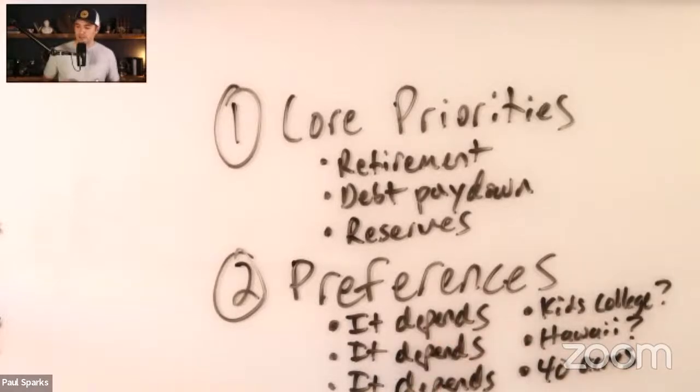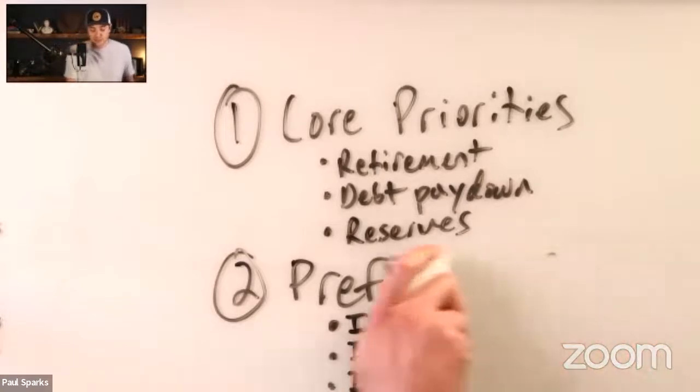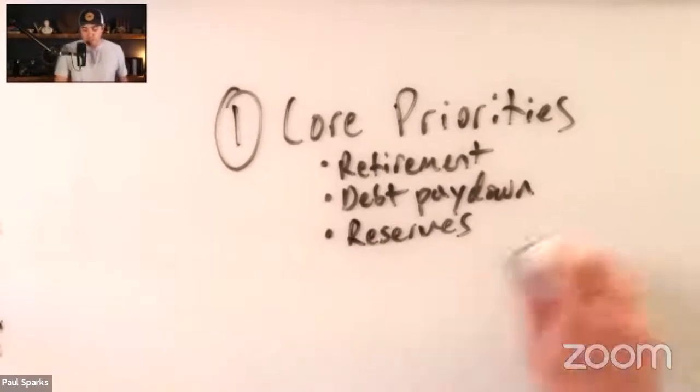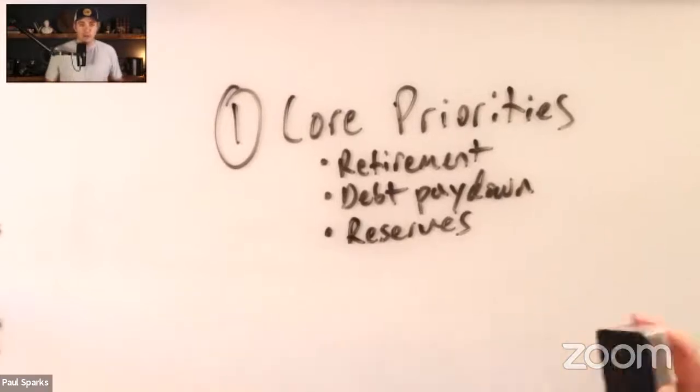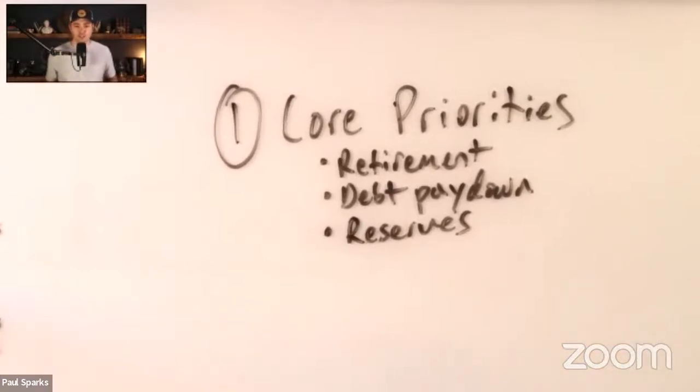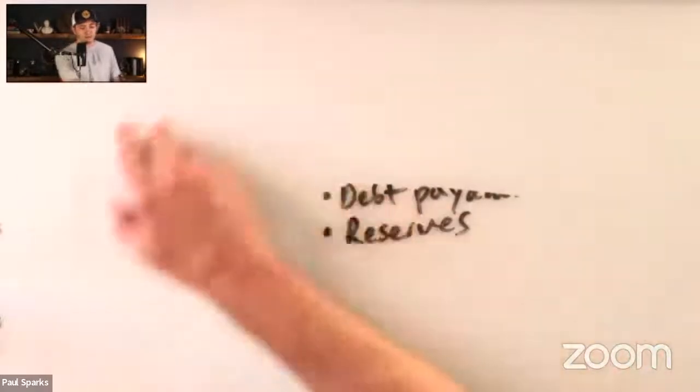Okay, we'll come back to preferences in a second, because really it just depends. You need to take what it is that you prefer, that you'd like in life, and break that into specific numbers. Well, how much does it cost to put a kid through college? How much does it cost to buy a house in Hawaii or 40 acres in the mountains? You want to take vacations every year. Okay, well, how much does that cost? These are just numbers we need to sort of work backwards to. All right, but let's talk about core priorities.